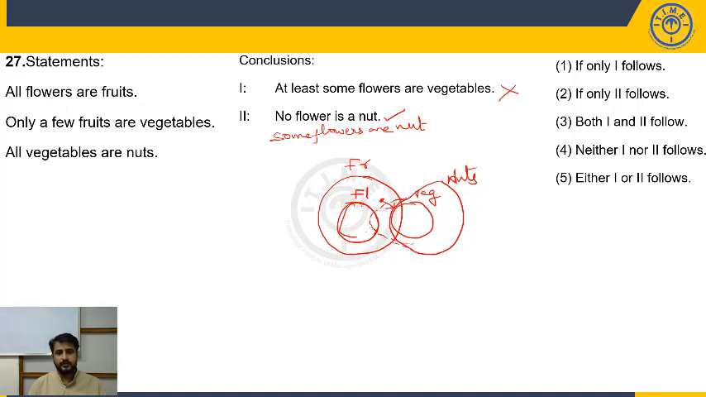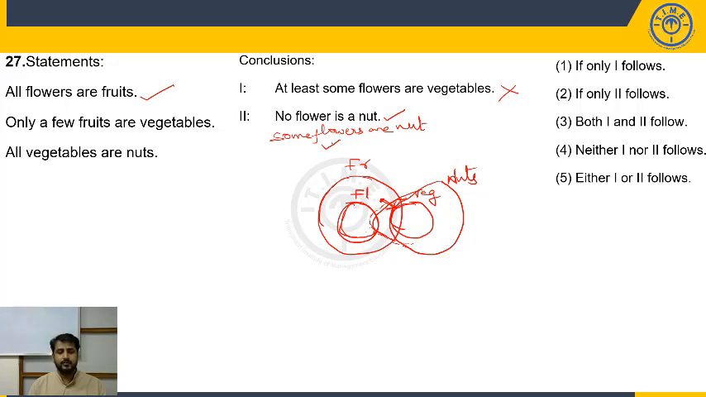All flowers are fruit? Yes. All flowers are fruits. It is not violating the statement. Only a few fruits are vegetables? Yes, still only a few fruits are vegetables. All vegetables are nuts? Yes, still all vegetables are inside the nuts only. So this conclusion is true.